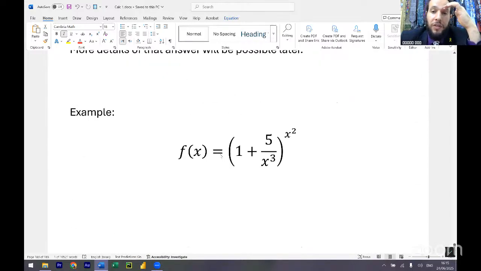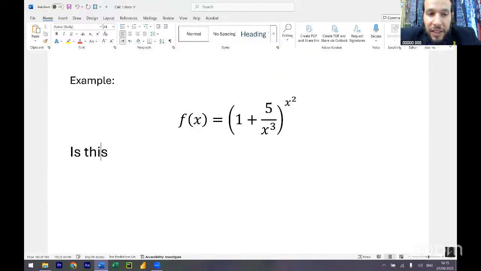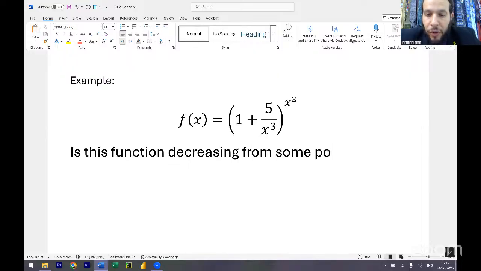Okay, so now let's try working with this. And the question is: is this function decreasing from some point forward? Because that's what we wanted. We wanted the sequence to be monotonic decreasing, and a finite number of elements do not bother us.